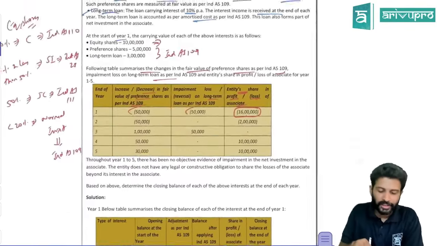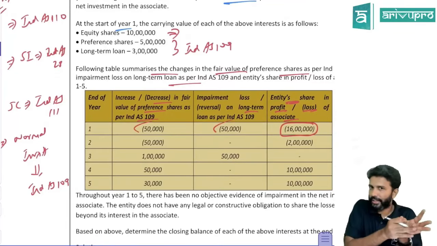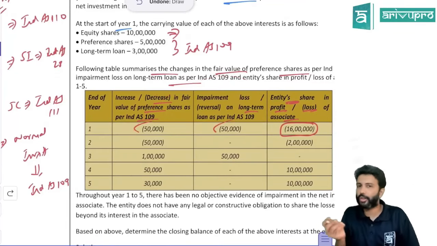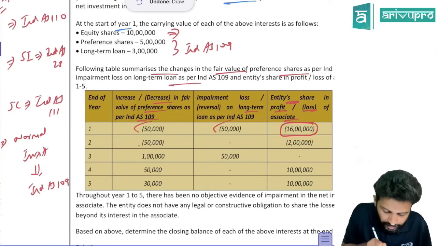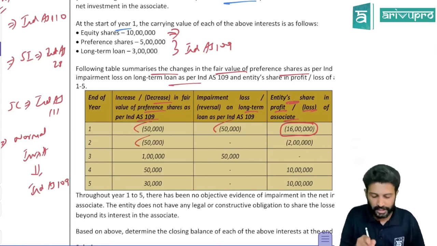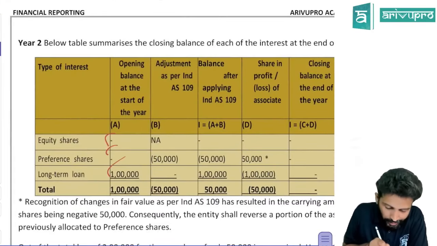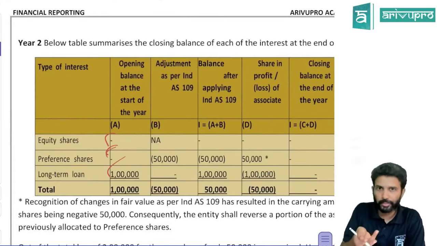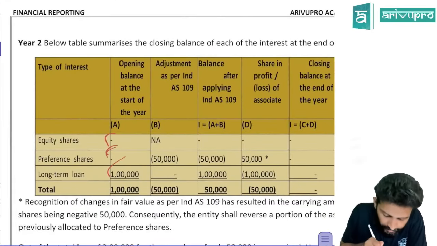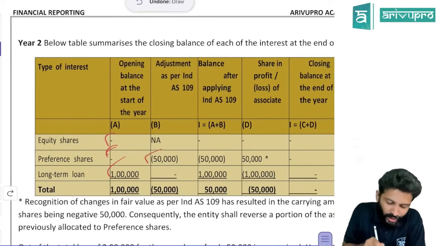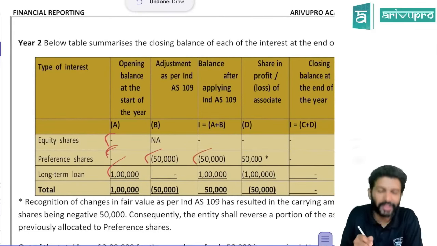Now see the second year drama. First you have to do the Ind AS 109 adjustment, because they are first accounted as per Ind AS 109. Then this loss adjustment will happen. In the second year, there is again a fair value loss of preference shares of 50, but nothing in the loan. Sir, what is the preference shares balance? 0. Opening balance, because last year you fully wrote it off. In the second year, again there is a fair value loss of 50,000. Sir, you don't have any balance. How can you adjust the fair value loss?